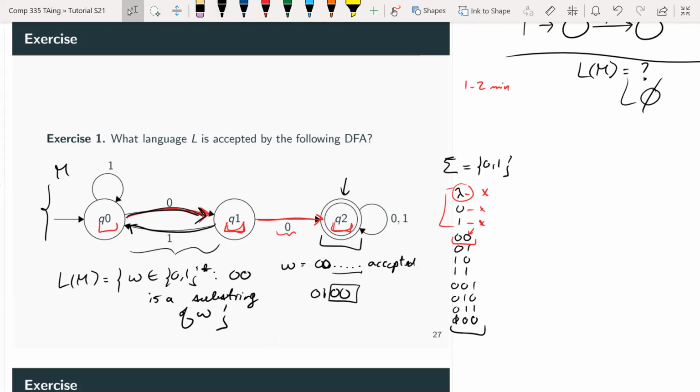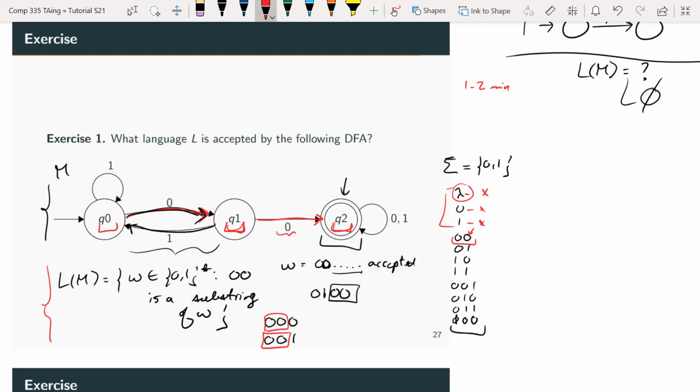So there's a question: 0, 0, 0 and 0, 0, 1 are accepted as well? Yes, in fact, they are accepted because in both of these strings, 0, 0 is a substring. So that respects this set of strings. Is there a question that I missed? So for every state, there needs to be exactly, yes. And thank you, Rama, for answering the question.